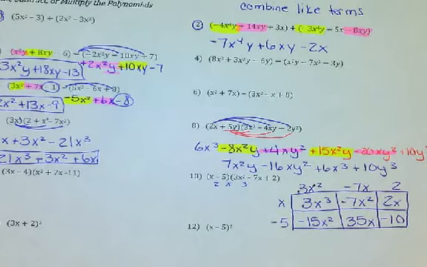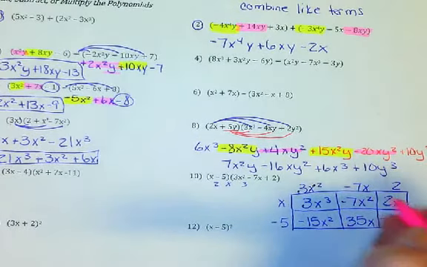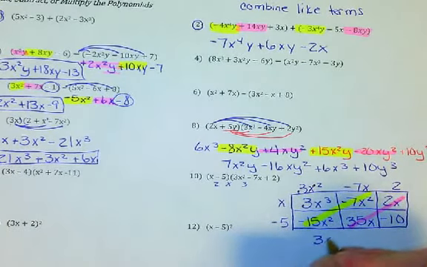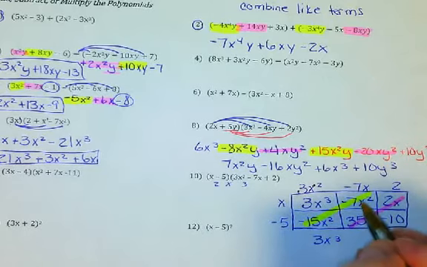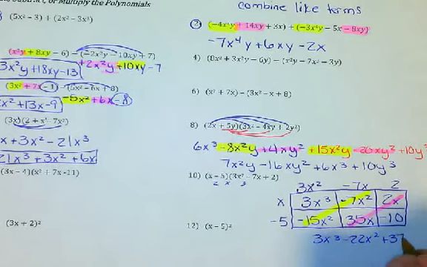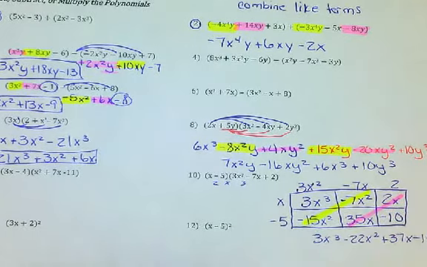And then I'm just going to go through and I'm going to combine like terms. I notice that these are alike, and I also notice that these are alike. So my answer here would be 3x cubed. I'm going to combine these. That gives me negative 22x squared. That gives me 37x, and then minus 10.